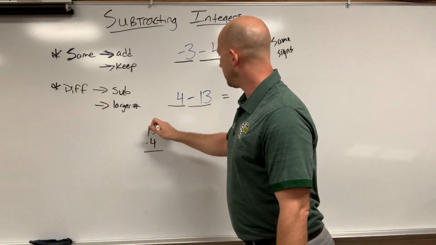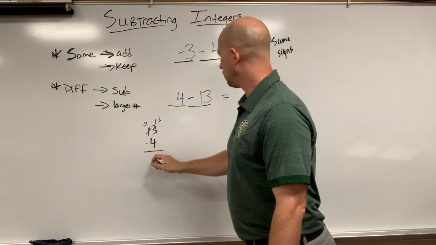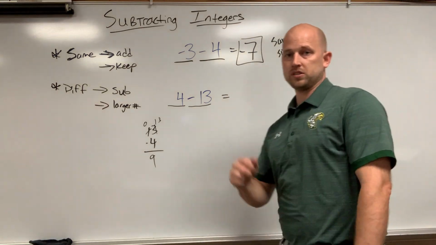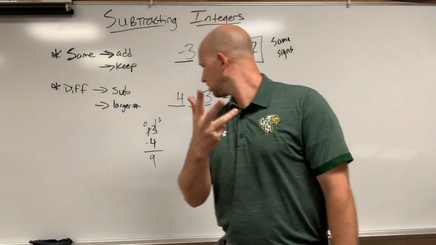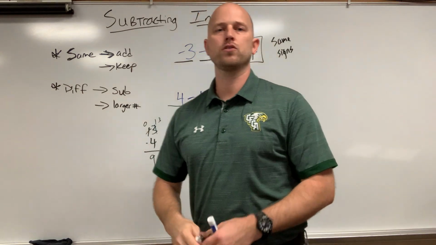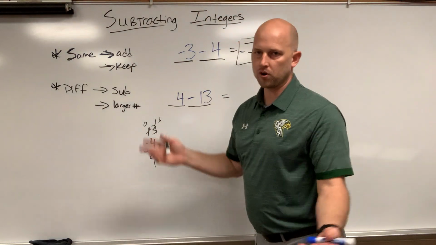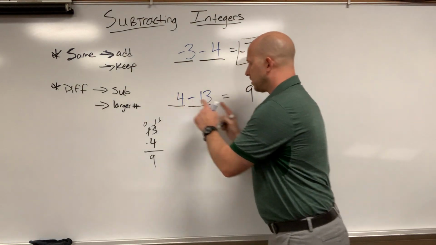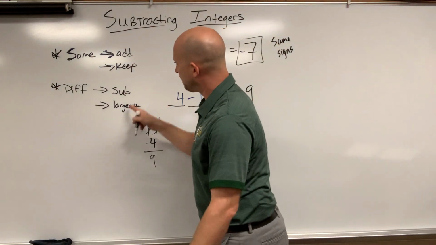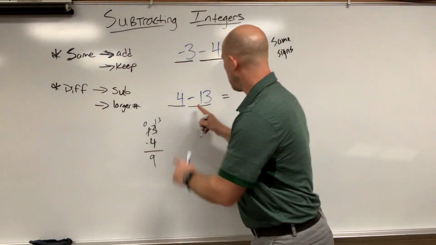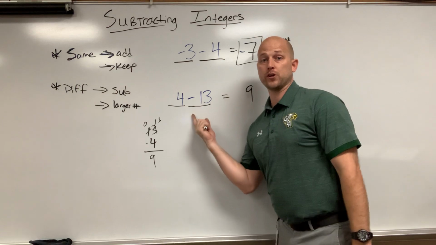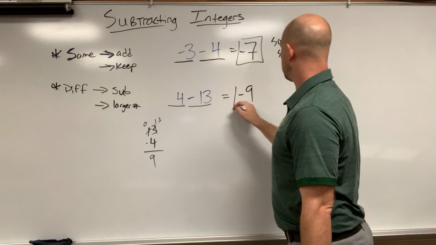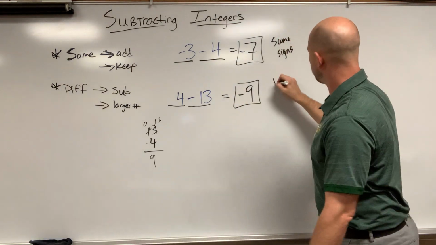Let's do it this way. That becomes 13, and we are left with, is that a 9? It is a 9. 13, 12, 11, 10, 9. Oh, I took off 4. So that's 9. However you go about doing it, counting up from 4, whatever it is, our answer is 9. Different signs, subtract. We subtracted. Now we're trying to find out what to do about our sign. We take the sign from the larger number. Which is larger, 13 or 4? 13 is larger. What's the sign? Negative. This is a -9. Different signs.